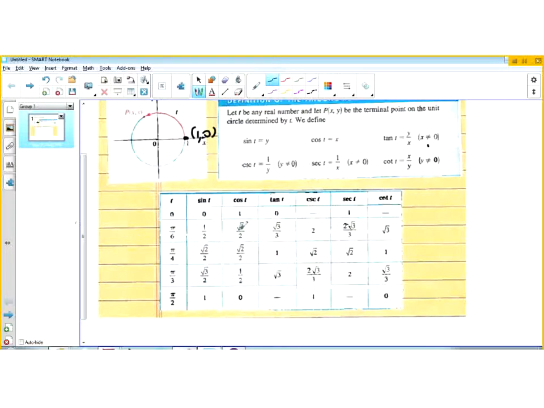I'll do a few selects. So for instance, how do we know that the tangent of pi over 6 is the square root of 3 over 3? Well, you just divide sine of t by the cosine of t at t equals pi over 6, and you'll get the square root of 3 over 3. All right?